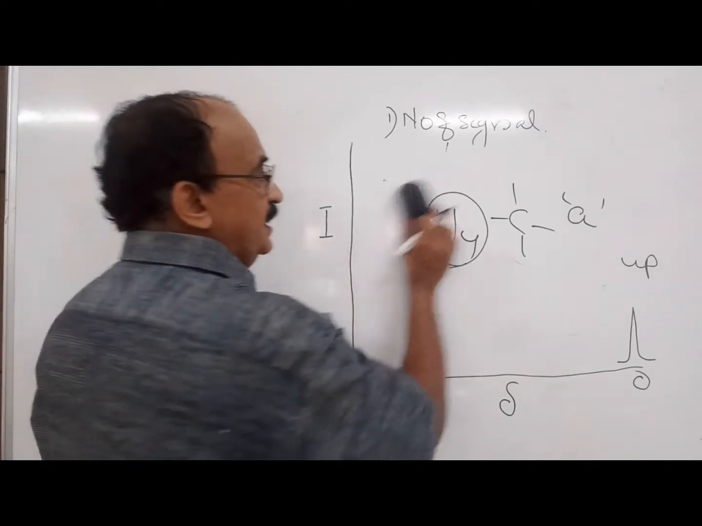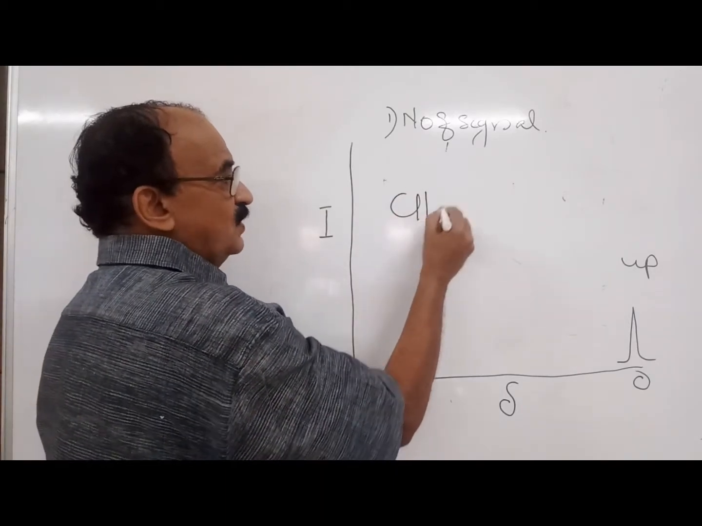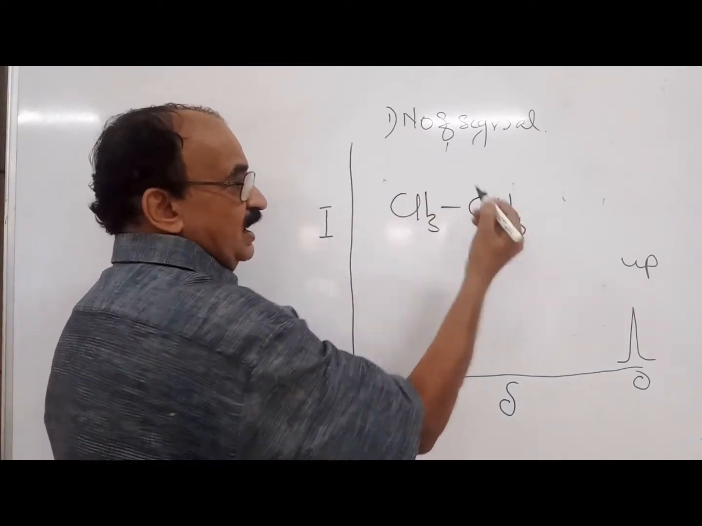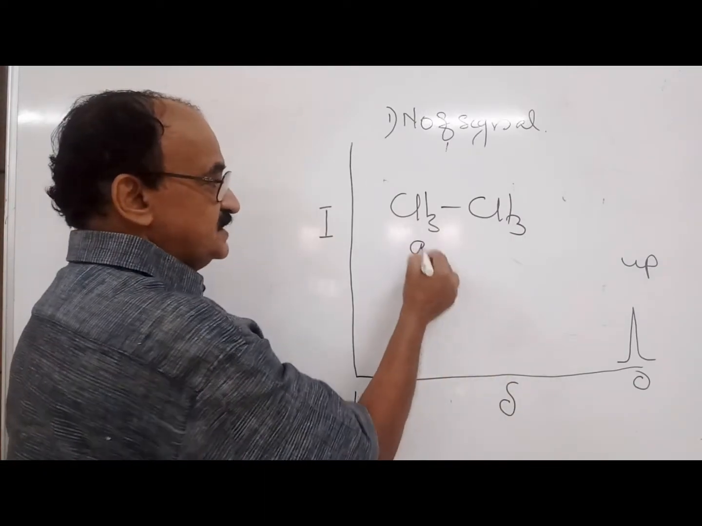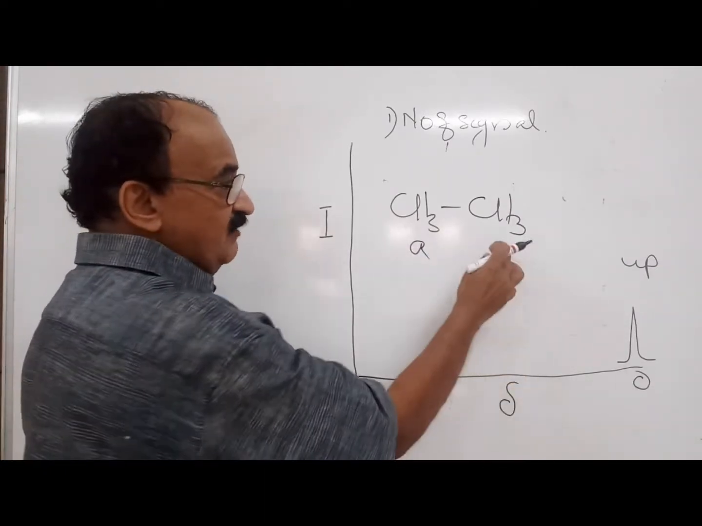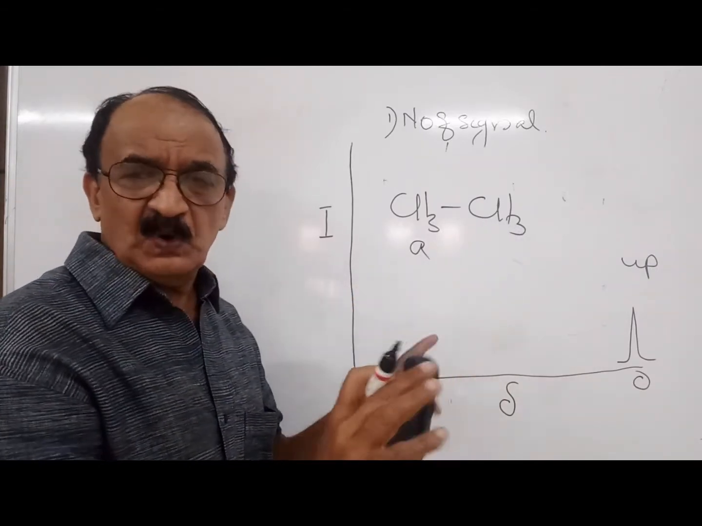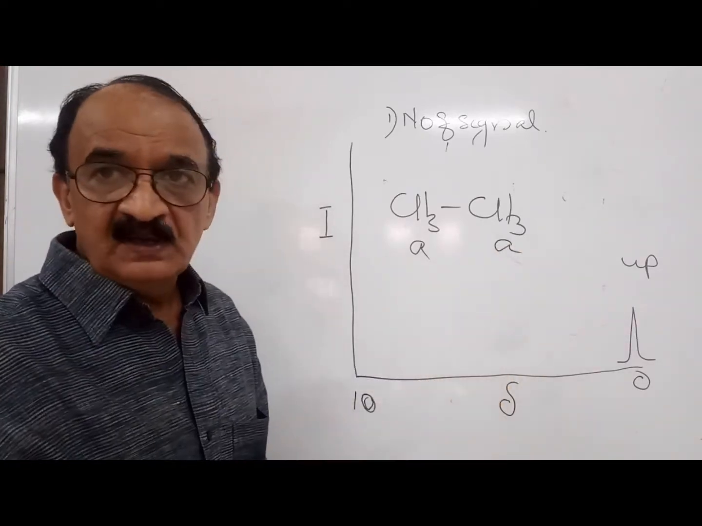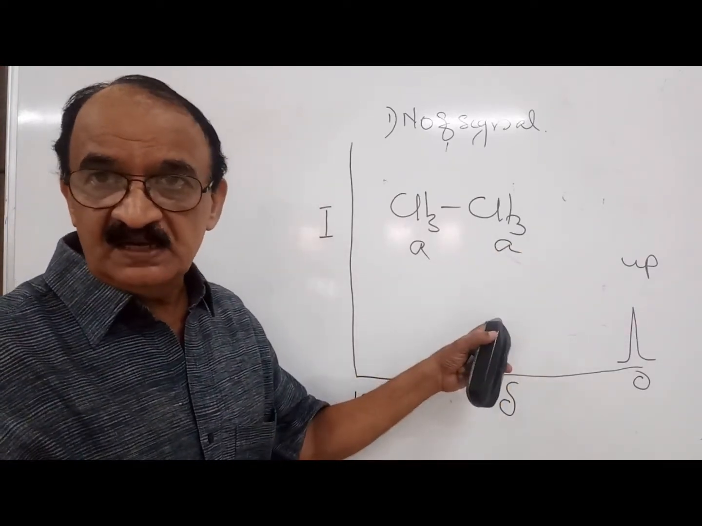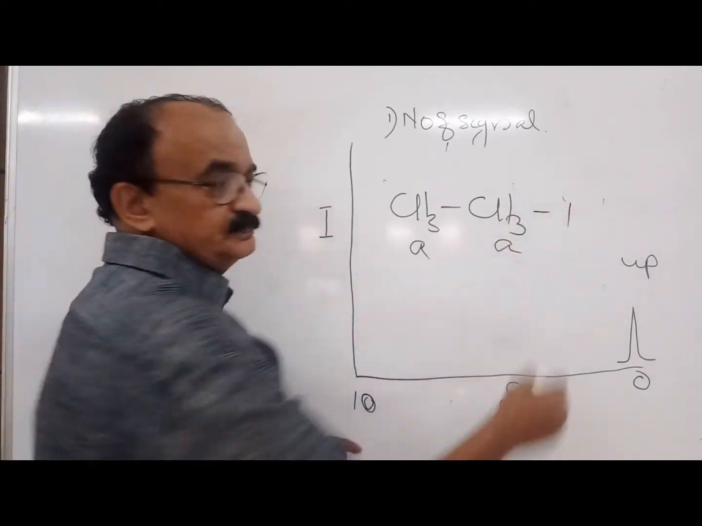Now, consider the case of CH3-CH3, that is ethane. How many types of protons are here? This is A set. Right? The chemical environment of these 3 protons is also similar to this one. So all the 6 protons are under similar chemical environment. So this is also a set. How many sets of protons are here? Only one set of protons is present. Therefore it gives only one signal.